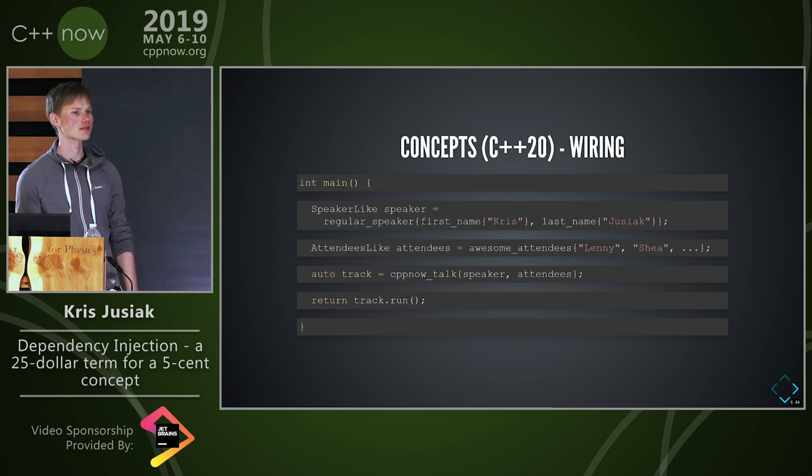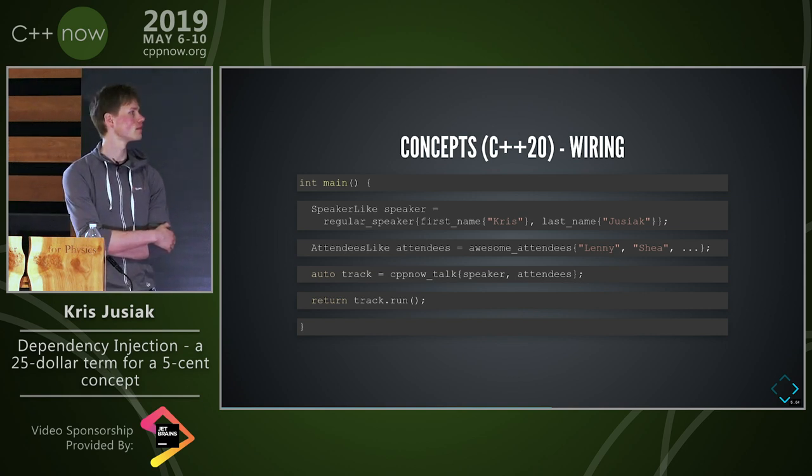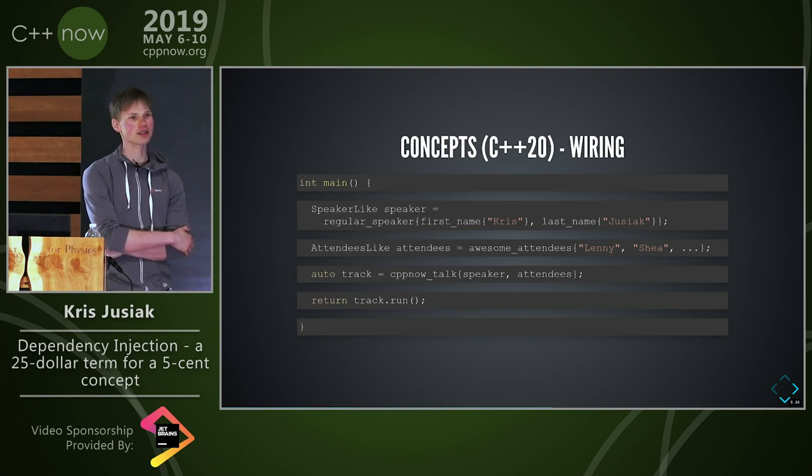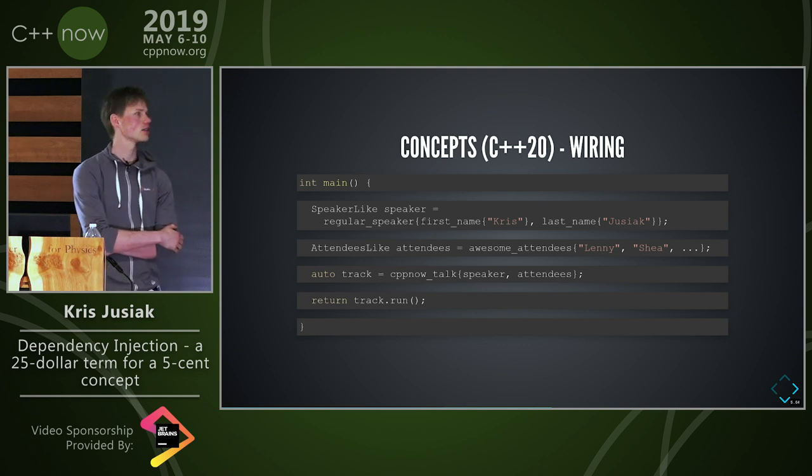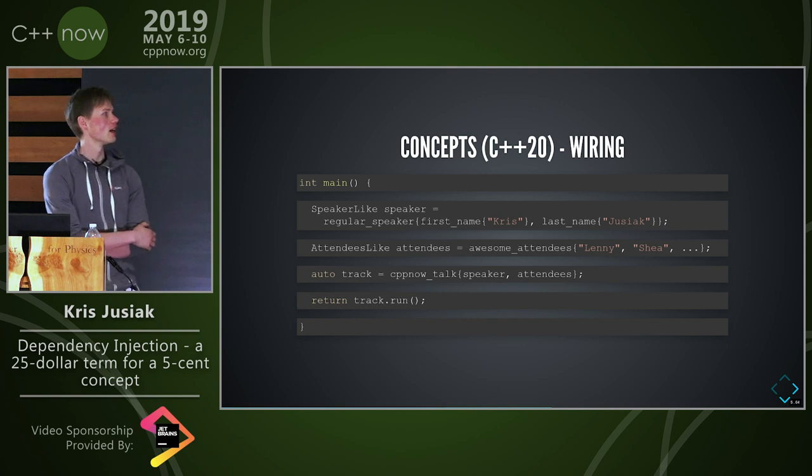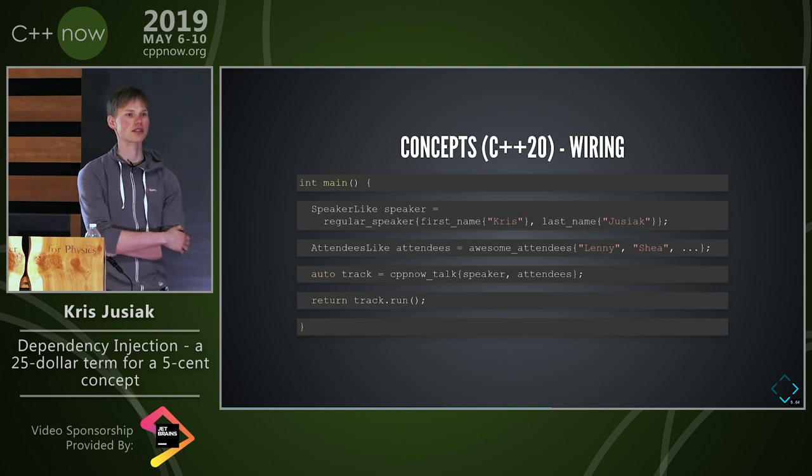There's a question? The question is whether we create some coupling by using concepts here. The speaker-like is anything which will be constrained by the speaker-like concept, which just requires the talk method, right? So a regular speaker will be satisfied by that concept, and a keynote speaker will also be satisfied by that concept because it has the talk member call.